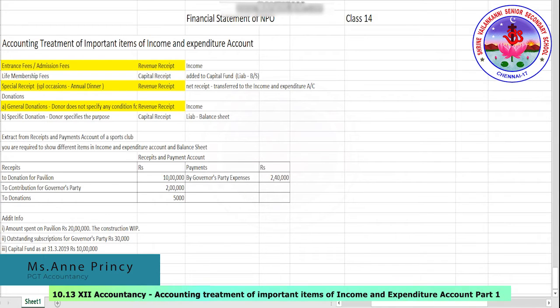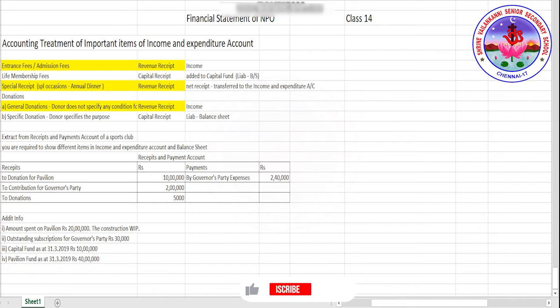This session, we are going to discuss class 14. In that class, we are going to discuss accounting treatment of important items of income and expenditure account.